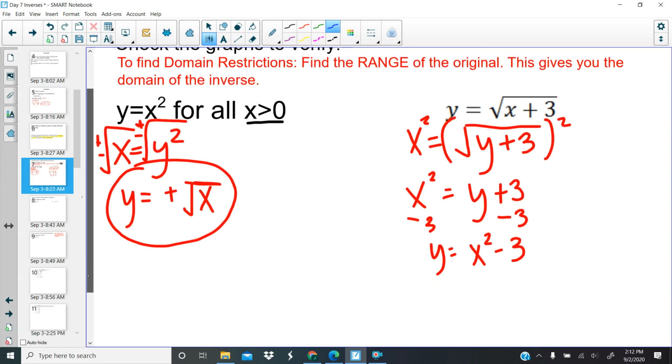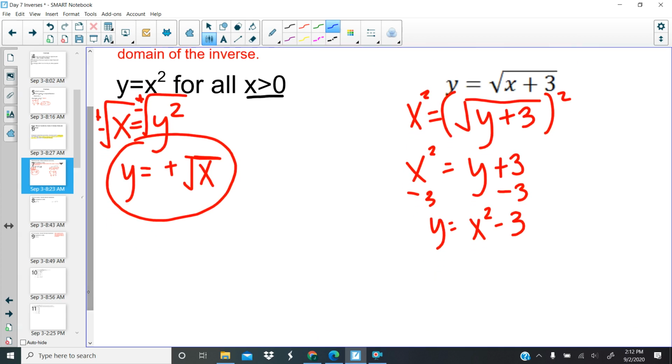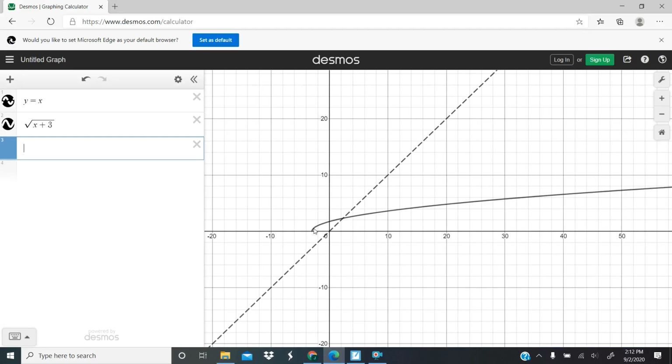So then is when I need to look at the graph. So I already graphed it over here for you guys. So you can see right here, you get half of a parabola looking thing. And then for the inverse, we got y equals x squared minus 3. So whenever you graph that, you get the whole parabola. So that's where we're going to have to start finding some domain restrictions.